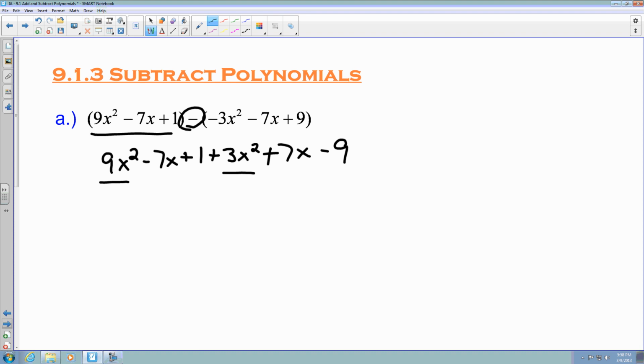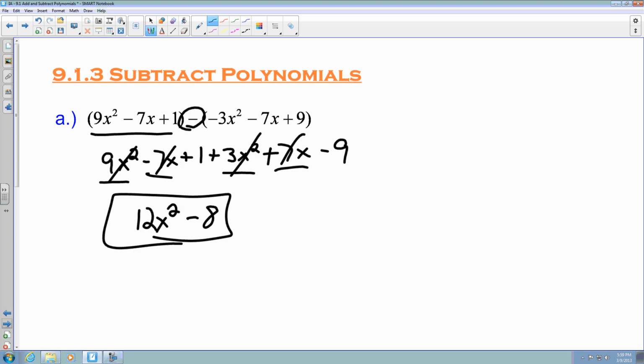So I got my 9x squared and my 3x squared here, which will make it 12x squared. Cross those out. I got a negative 7x and then a plus 7x. If I take negative 7x and plus a 7x, that gives me 0. And since it's 0, I don't have to write it in. I can just cancel those two out. You don't need to write in 0. And now I have 1 minus 9, which will give me a negative 8. The only time you'd write in that 0 is if that was the only value and the result of the entire problem was 0. So because it's not in this case, we just write it as 12x squared minus 8.